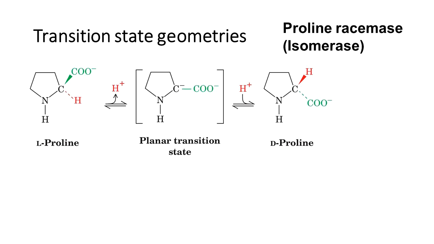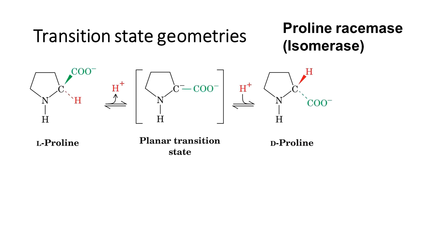So let's take the example of proline racemase, which is an isomerase enzyme. What this does is convert L-proline, which is a canonical amino acid, to the other stereoisomer, which is D-proline. So it's just shifting the stereoconfiguration of the alpha carbon for proline.